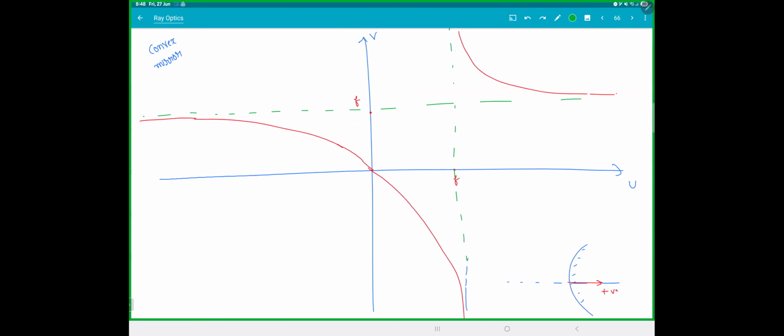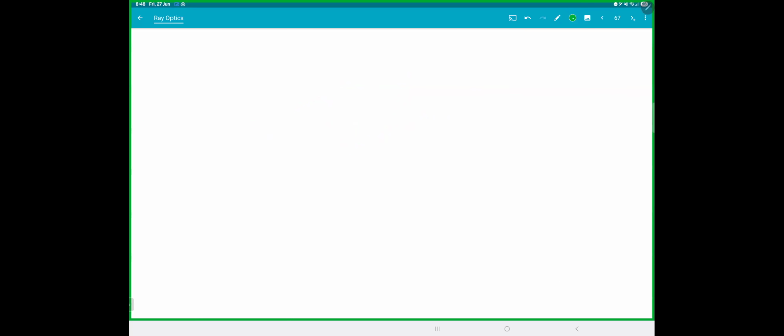Clear? In this topic, the easiest graph will be if they ask you for a graph between 1 by V plus 1 by U.